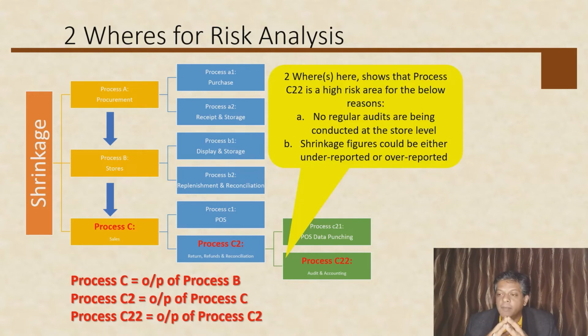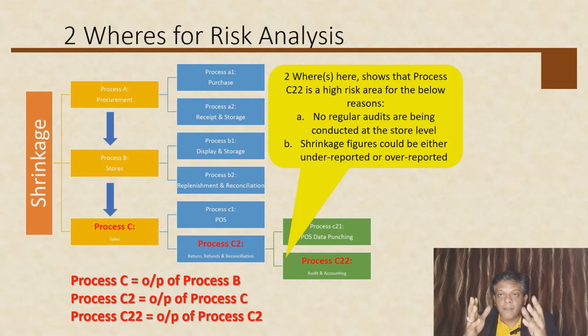So what you're seeing on your screen is, let's say we have process A, which is about procurement, then we have process B, which is about stores, and there's process C, which is about sales. Now, when you're doing your investigation, and you're asking the two wheres. Now, mind you, as seen on the screen, process A leads to process B leads to process C. For example, if you consider process B, the stores, where your problem is occurring, process A is the input for it and process C is the output for it.